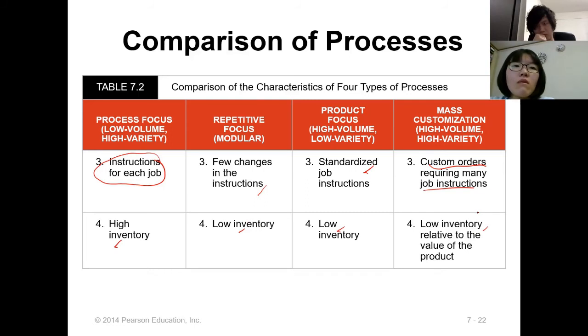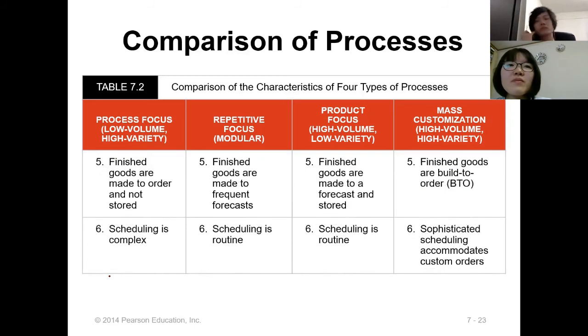Just now you saw the making of the t-shirt. Did you see high inventory in the video? There's a lot of materials stacking on the side. So high inventory. But I think that factory is not actually very well organized. It can do some improvement, kaizen, that clothing factory. And the rest: finished goods made to order and not stored, finished goods made to forecast and stored, finished goods built to order.